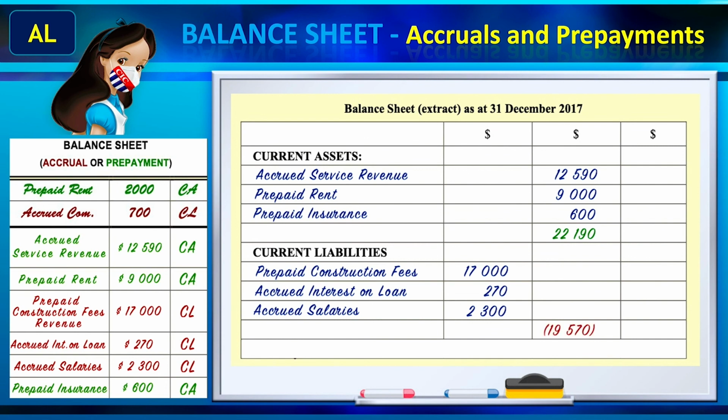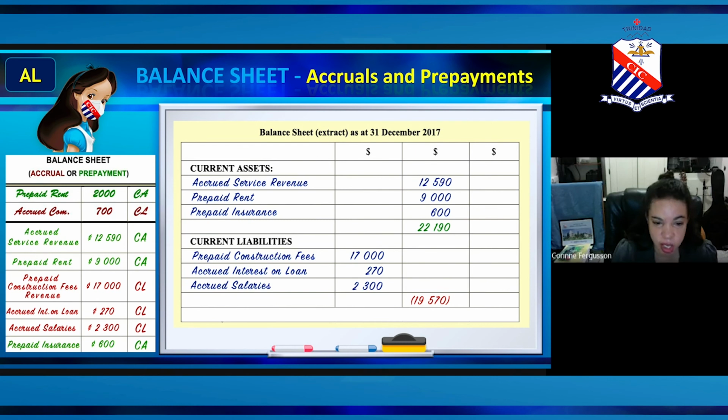And then you had three current liabilities. Prepaid revenue or unearned revenue. You go down here, but once again, you put the specific revenue. So you're going to put prepaid, for example, construction fees. And the amount is 17,000. You had the next one, which would be accrued expense. You're not going to put accrued expense. You're going to put the exact expense, accrued interest on loan, and the amount was 270.